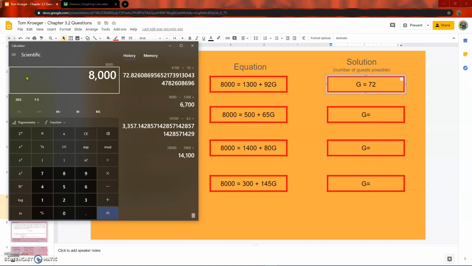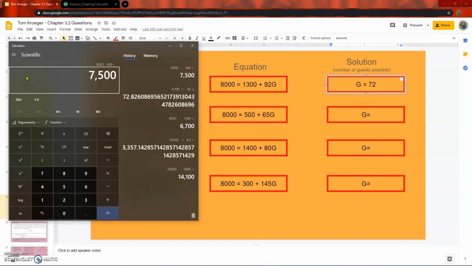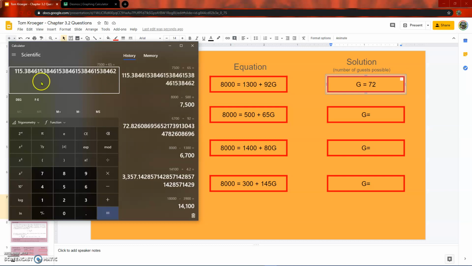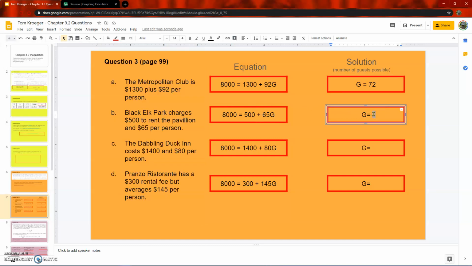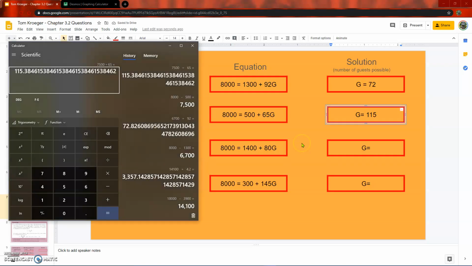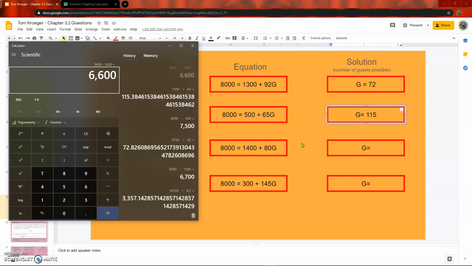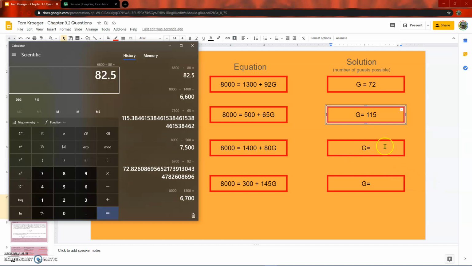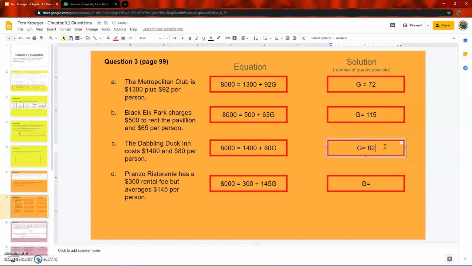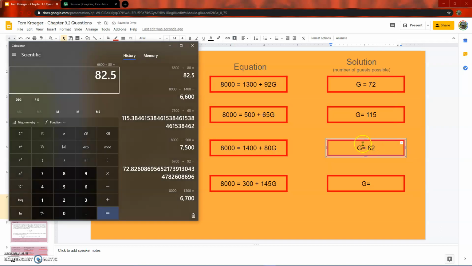Repeat that for the other ones. 8,000 minus 500, which is 7,500, divided by 65. Ooh, they can get 115 guests there. They can have 115. Quite a bit more. Might be a better deal for them. 8,000 minus 1,400 divided by $80 per guest. 82 and a half guests. Well, you can't really have a half of a guest, so they can only invite 82 people.